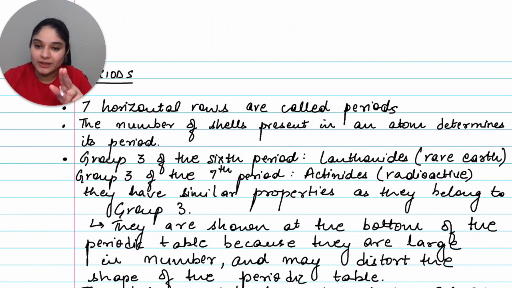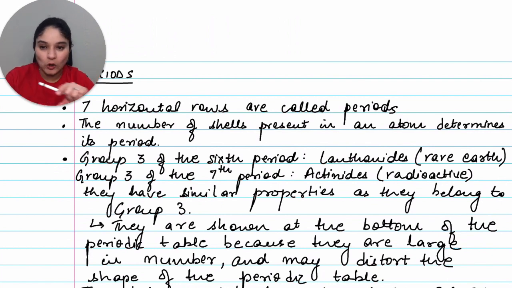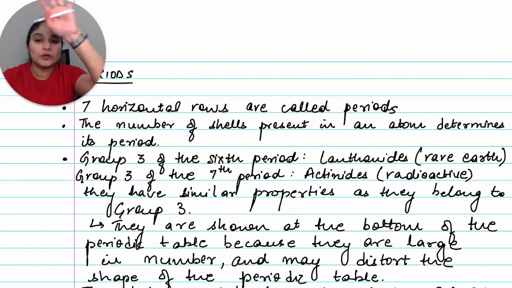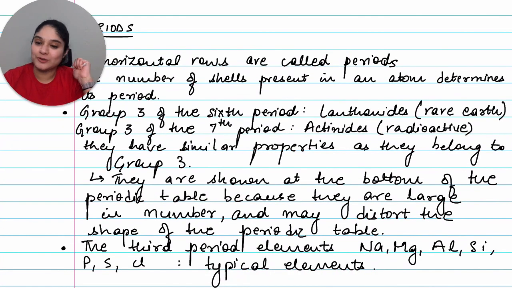Group 3 of the 6th period are known as lanthanides. Group 3 of the 7th period are known as actinides, that is radioactive. If you remember, I marked that at the bottom you have 2 columns given. Those are your lanthanides and actinides. They have similar properties as they belong to group 3, but they are shown at the bottom of the periodic table so that they don't distort the shape of the periodic table. That is what they're talking about in this point.